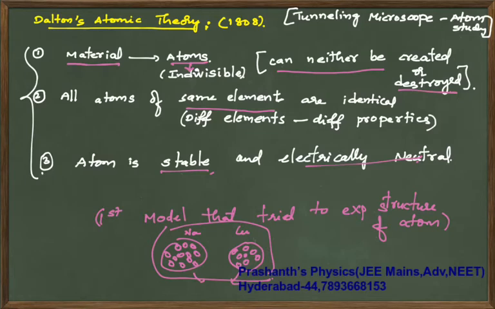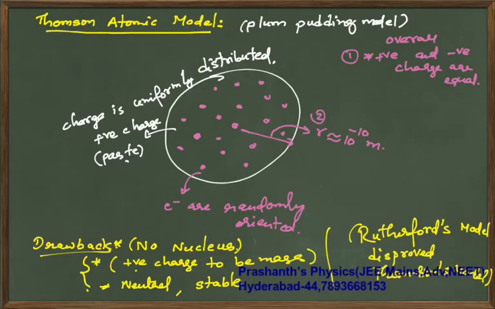Right, the next model was Thomson's atomic model. Nobody actually argued much about Dalton's atomic theory. Later Thomson developed one more model to explain the structure of atom. According to Thomson's atomic model, or you can say the watermelon model, since in some books it is written as the watermelon model.